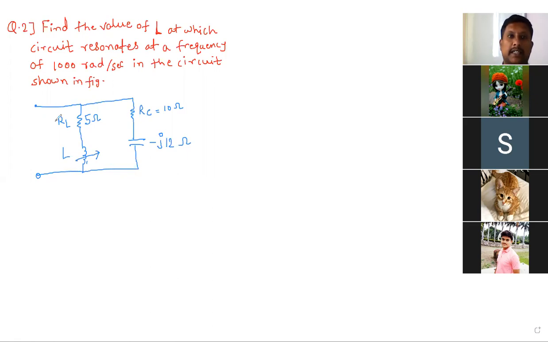So this is the given circuit. Assume that there is a voltage source here between these two terminals as an input. So how to start to solve this example? First of all, we have to identify the type of circuit, and then we have to write the given data.